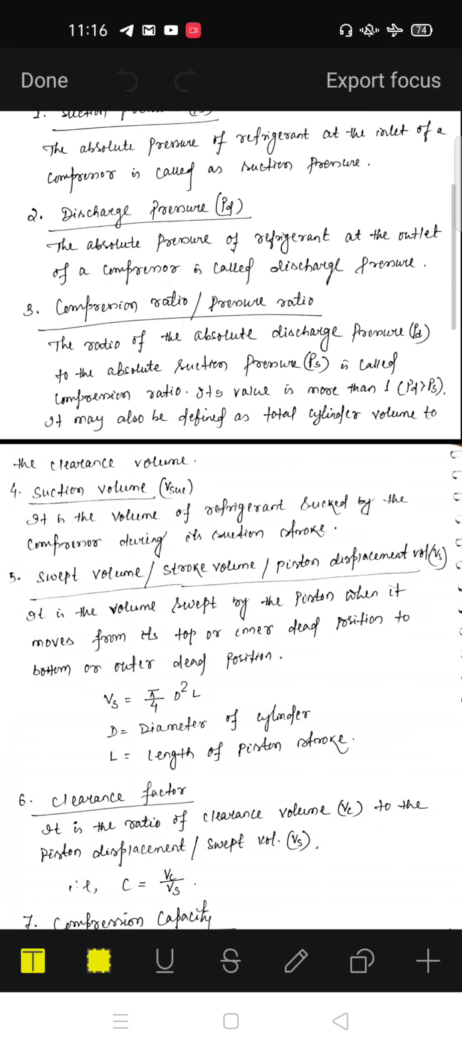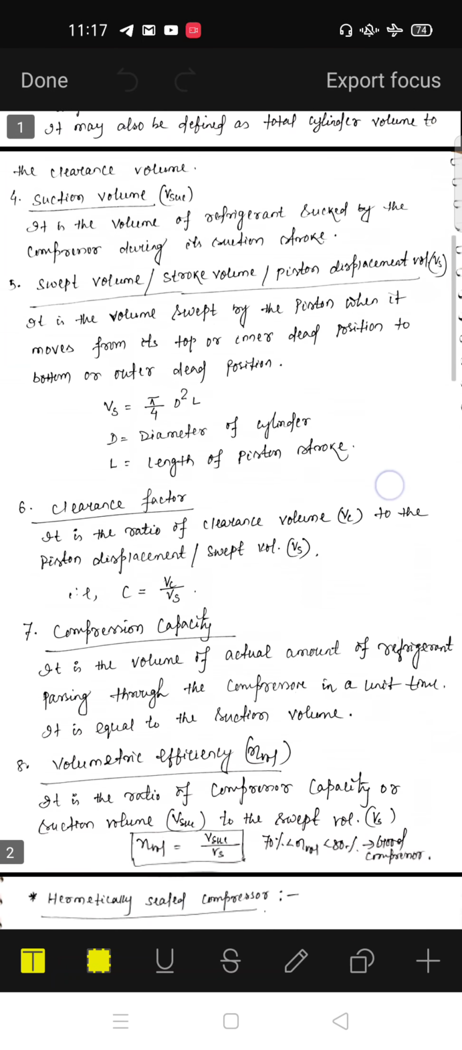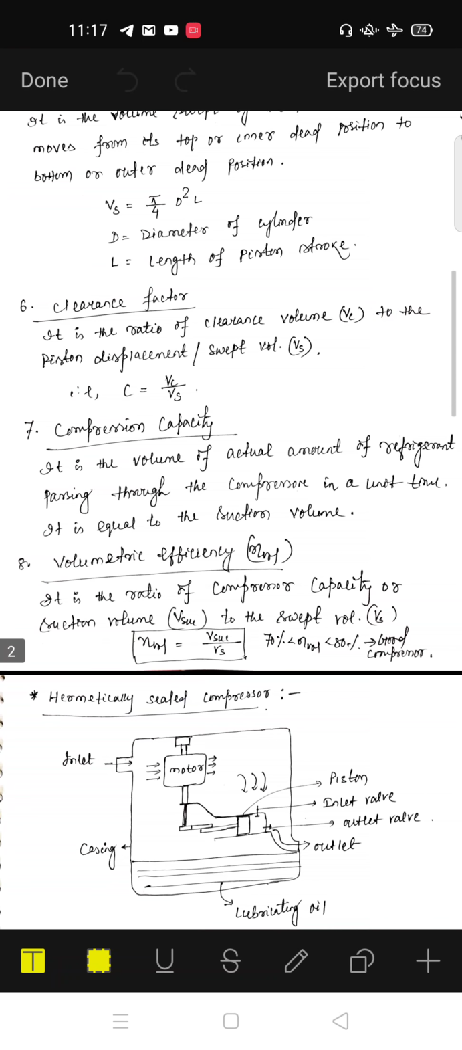Mathematically you can write Vs will be area into length. Area means the cross sectional area of the cylinder or piston, that is pi by 4 d square into L. Next is your clearance factor. It is the ratio between clearance volume to the swept volume, means C can be defined as Vc by Vs, and it is a unitless quantity as it is a factor only.